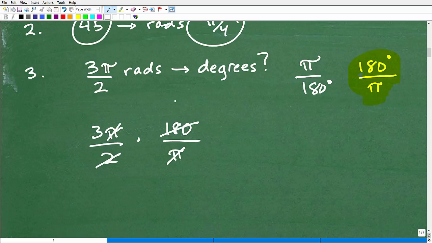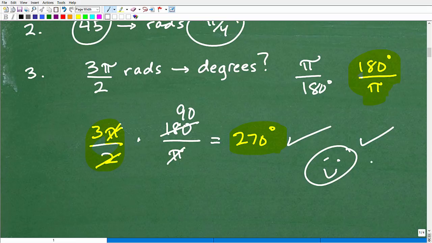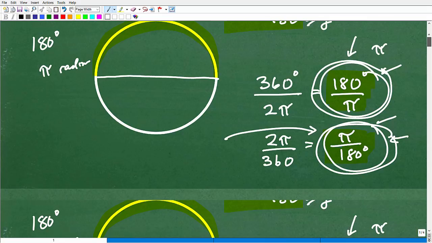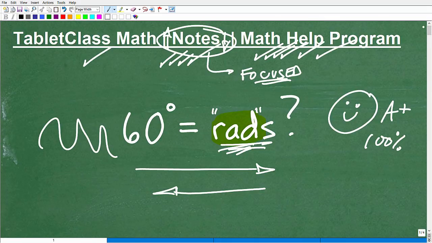2 goes into 180 90 times. 90 times 3 is 270 degrees. So 3 pi over 2 is the same thing as 270 degrees. And if you got that right, if you got all these right, definitely give yourself a happy face, a check mark, a few stars for good order, and a 100%. You're doing awesome. Again, this is basic trigonometry. But if you didn't know anything about radians, well, now you know quite a bit. Okay, you know how to convert from degrees to radians and radians to degrees, and you'll be well on your way to mastering the topic of trigonometry.